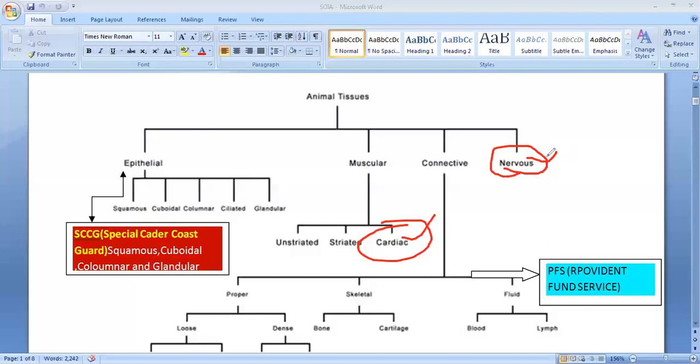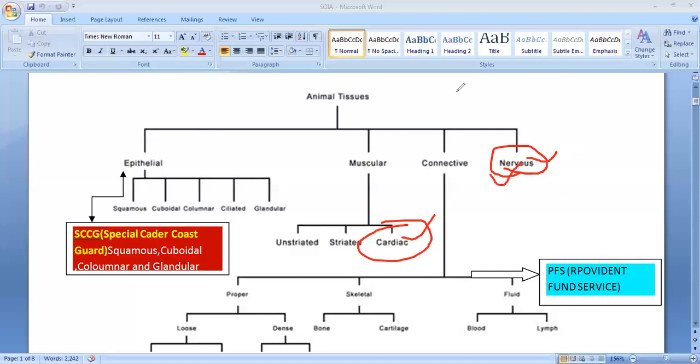Clear? And neurons are made up of axon, dendron and cyton. So these are the properties of neurons, and they are involved in conduction. The function of neurons is the conduction of messages from one body part to another body part. Clear?